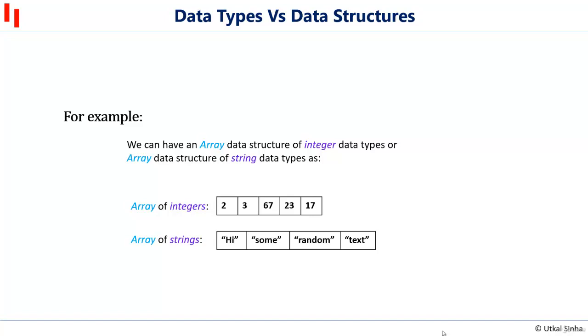Essentially, an array is just a sequence of values of the same data type. If this definition seems confusing, don't worry, we will cover arrays in more detail later in this course.